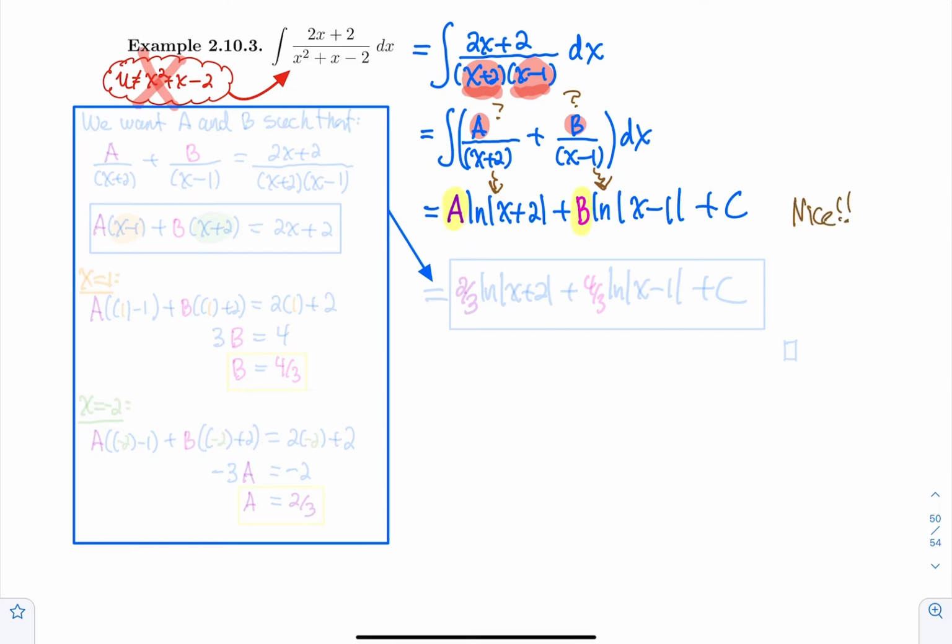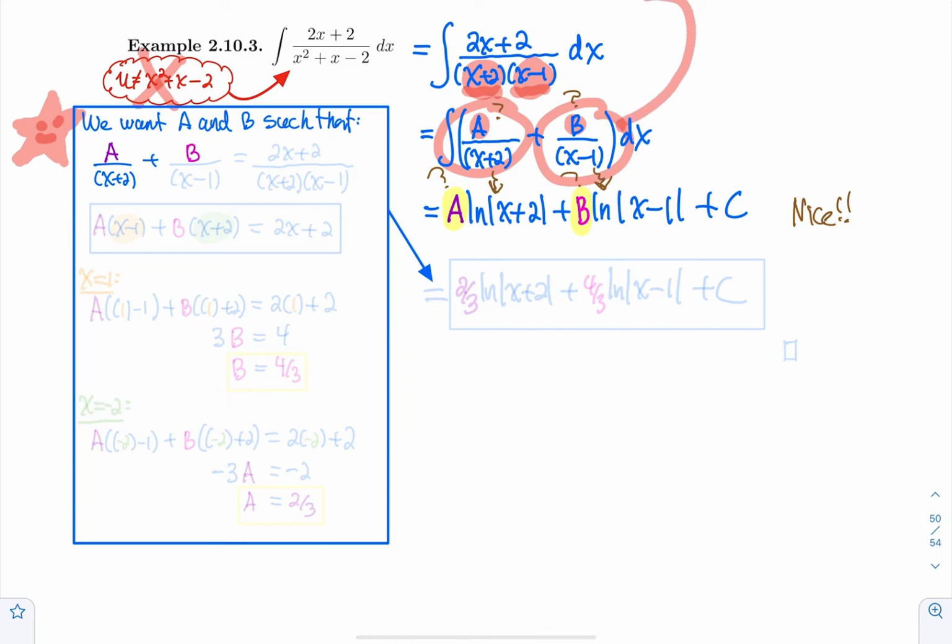And to do this, we just do this side computation. So we just take a moment where we're going to compute these values on the side. So here, what do we want? We need to find this a and b. So we want a and b such that if you combine these two fractions, a over x plus 2 plus b over x minus 1, you're going to recreate the original fraction, which is 2x plus 2 over x plus 2 times x minus 1.